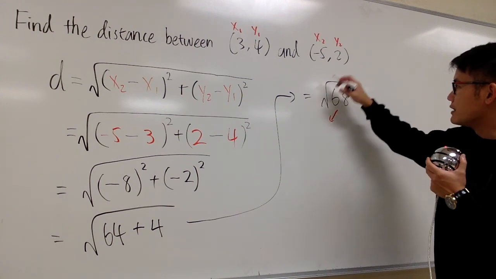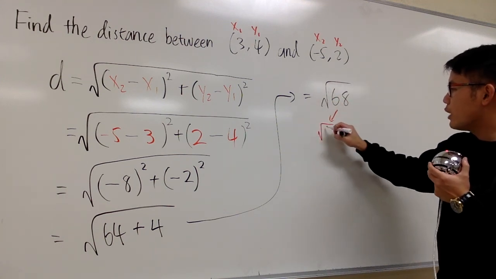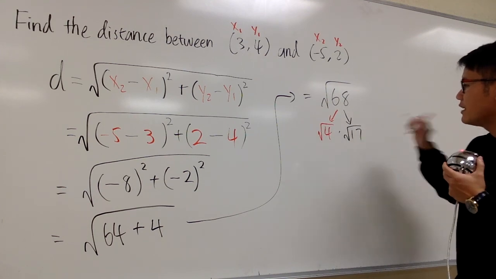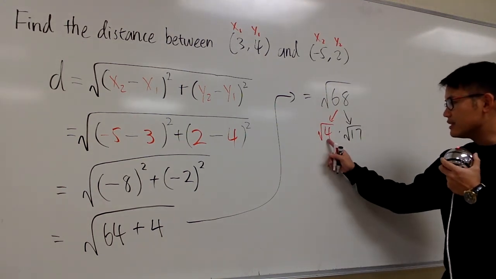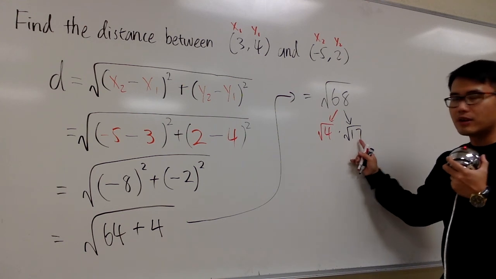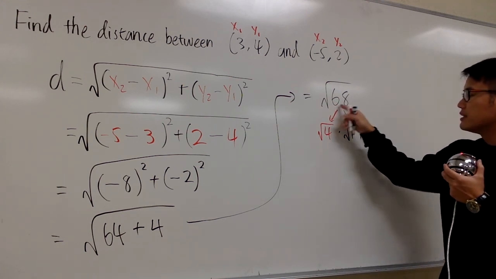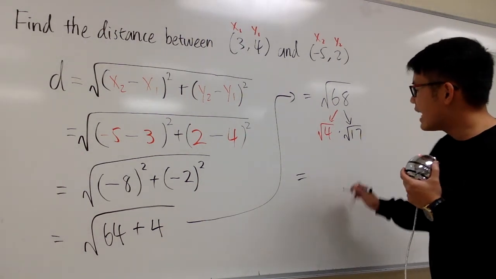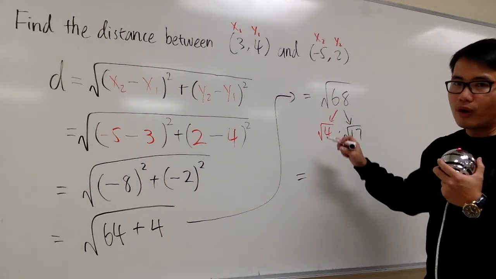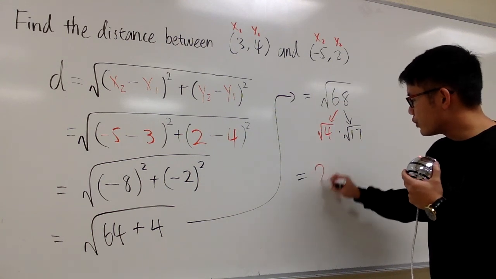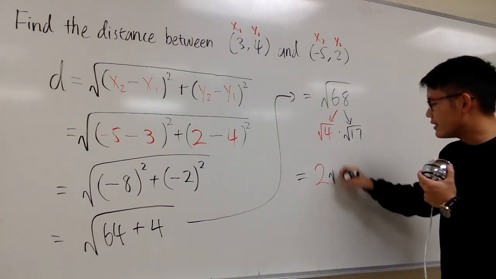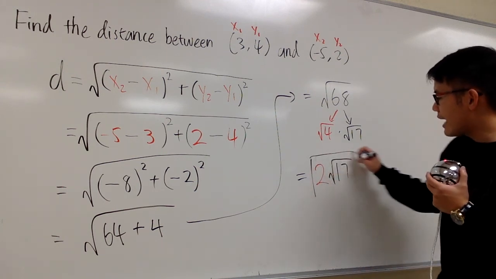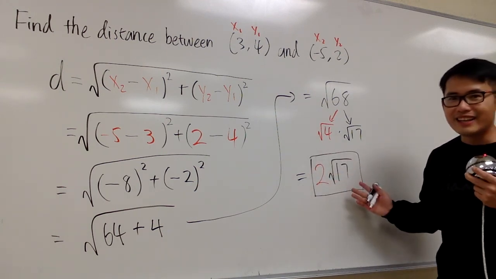So the square root of 68 is the same as the square root of 4 times the square root of 17. Inside this, 4 times 17 gives us 68, and then of course you keep the radicals right here. And we see that the square root of 4 is just a regular number, 2, and then the square root of 17 stays inside of the radical. And now we are done. That's it.